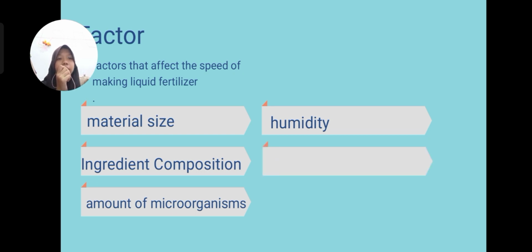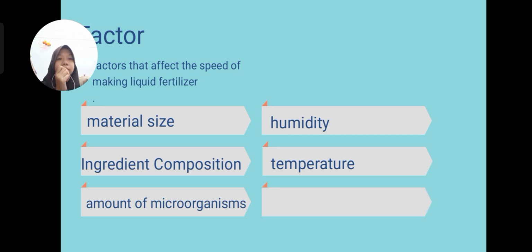Number 5 is temperature. The temperature factor is very influential on the composting process because it is related to the type of microorganism involved. The optimum temperature for composting is 40 until 60 degrees Celsius. If the temperature is too high, the microorganism will die. If the temperature is low, the microorganism cannot work or is in a dormant state.